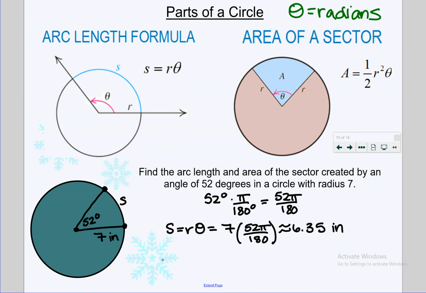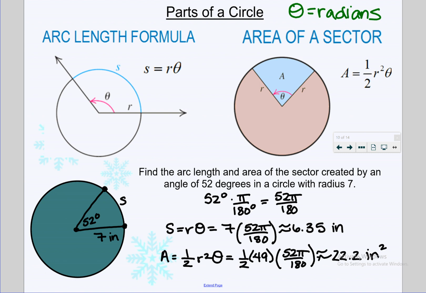Then to get area of the sector, it's 1/2 r squared theta. So 1/2, I would just do 7 squared. That's 49. And then theta, again, is 52 pi over 180. And then again, just type the whole thing in my calculator. This time, because it's area, it's going to be that unit, inches, if we put an inch there, squared. All right, so 1/2, 0.5 times 49 times 52 pi divided by 180. I get about 22.2 square inches is the area of that little pie piece that we see.